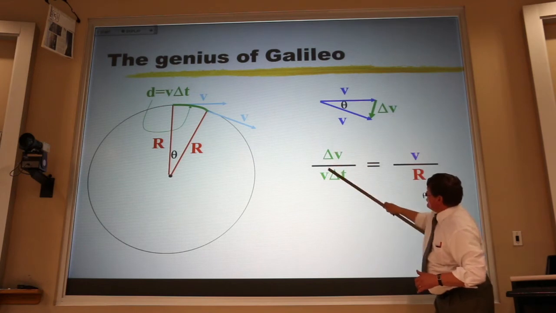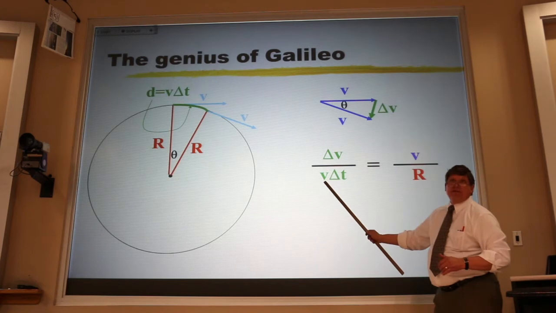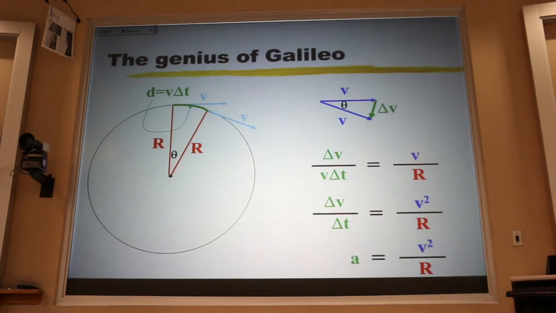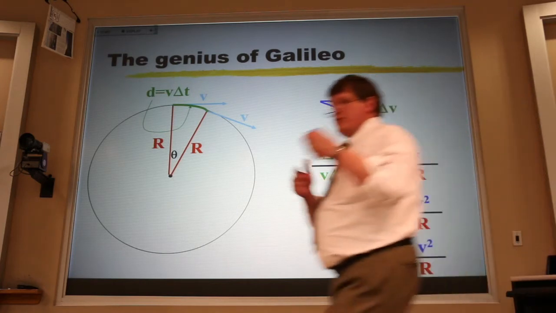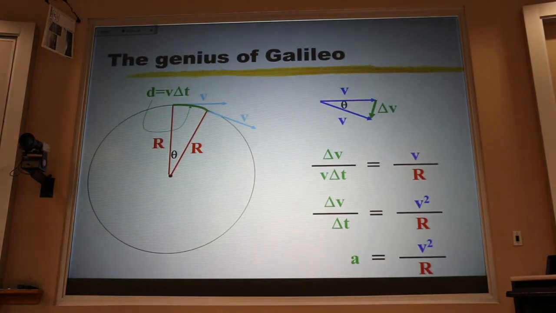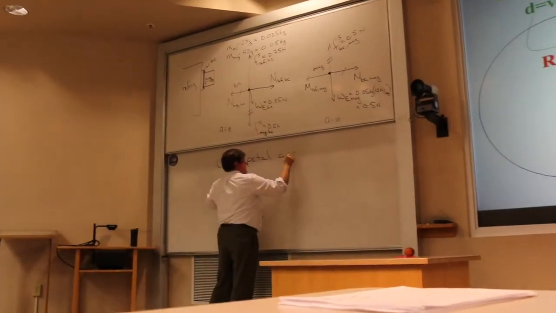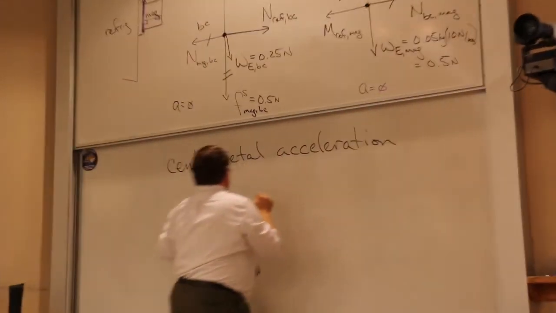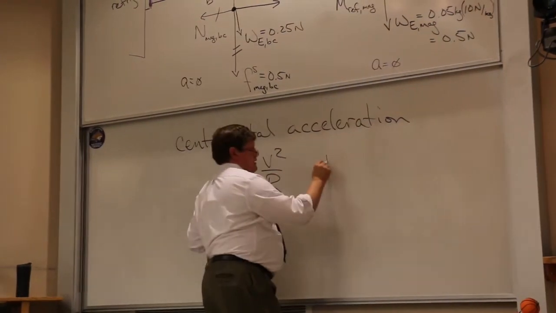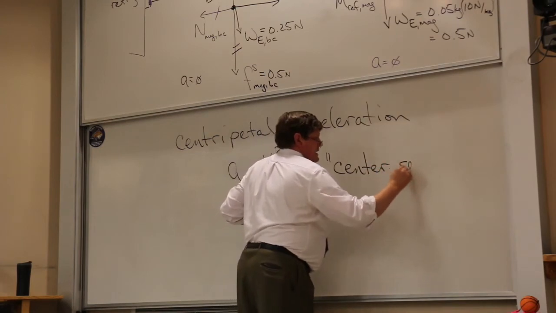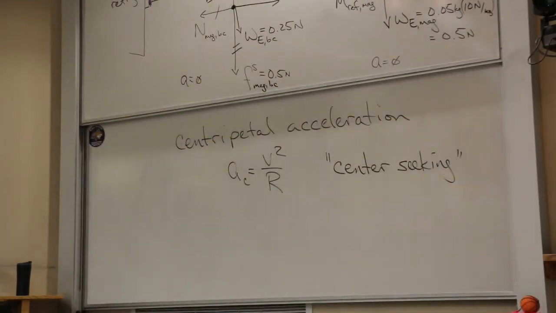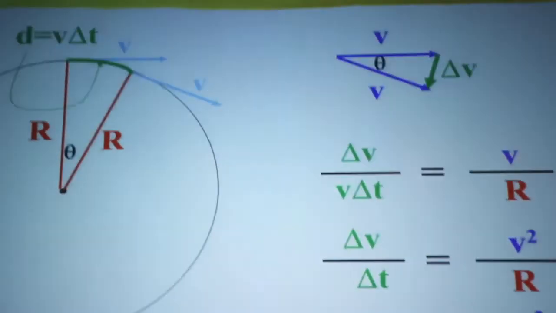He was looking for the change in velocity divided by the change in time. He just needed to get rid of that speed there, that v. And so he multiplied both sides by v, and he got this result, which he recognized as the acceleration. And this acceleration we give a special name to. We call it centripetal acceleration. And he found that it was v squared over r. Now, centripetal is a Greek word for center seeking. And this is the acceleration that points towards the center of the circle when you go around it at constant speed. Now, that's Galileo's derivation.